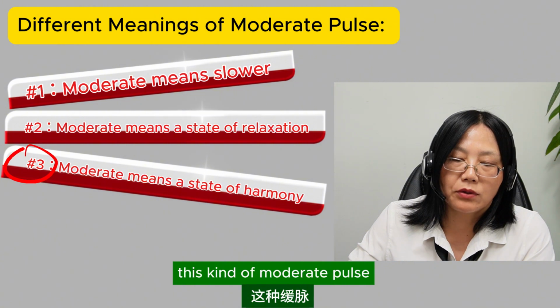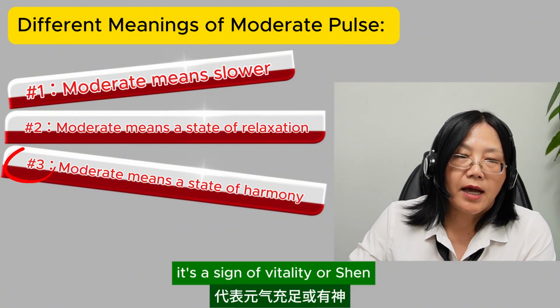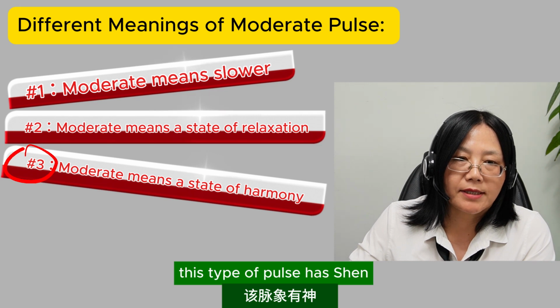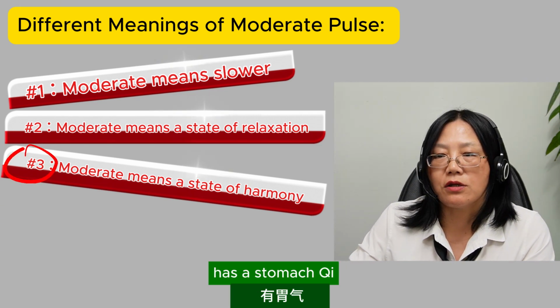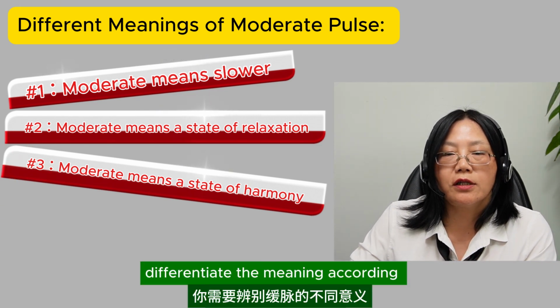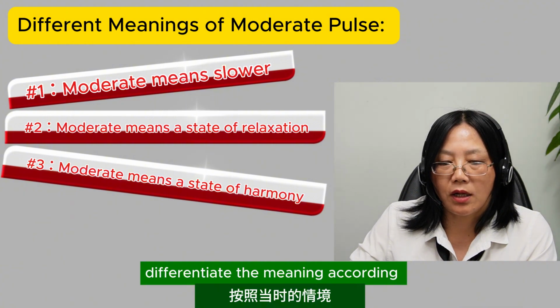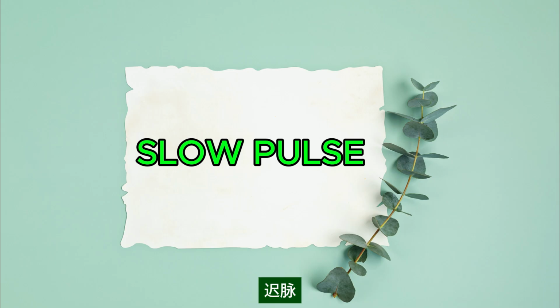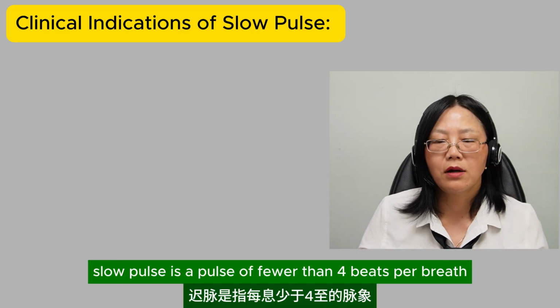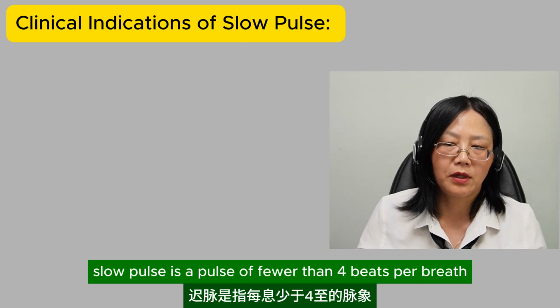This kind of moderate pulse is a sign of vitality or sen. This type of pulse has sen, has stomach qi. You will need to differentiate the meaning according to the context. Slow pulse. Slow pulse is a pulse of fewer than 4 beats per breath.